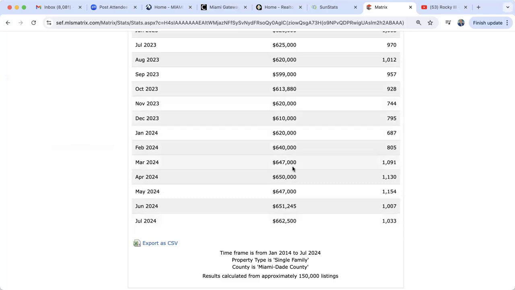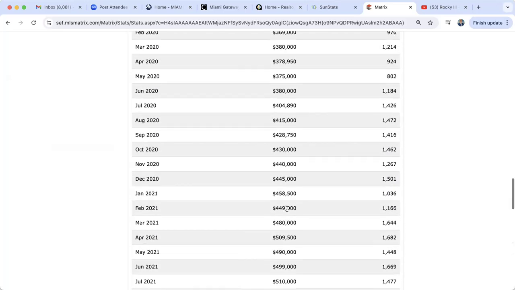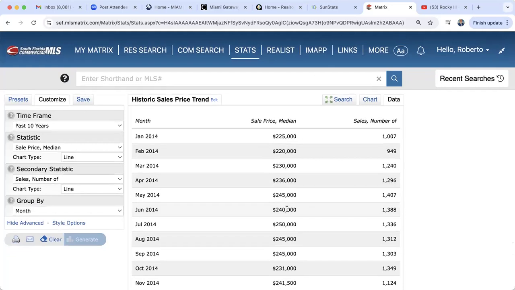Because looking here, guys, all right, July of 2024 marks the highest median sales price for a single family home in the last 10 years, right? And June of 2024 marks the second highest. So no, prices are not decreasing, guys. Prices are actually increasing. All right. So, you know, these are real-time numbers. These are real-time MLS numbers. Have confidence in running these stats, okay?